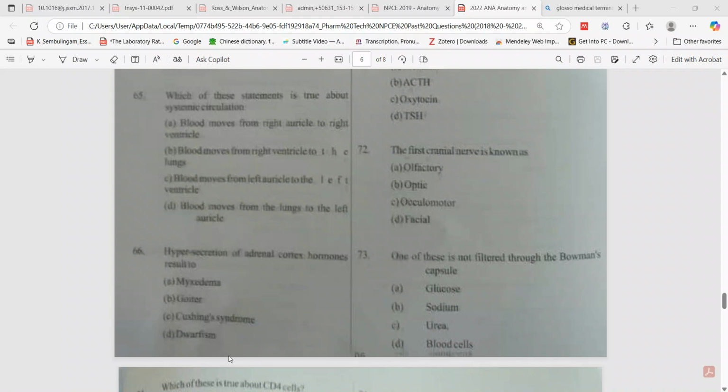The adrenal cortex produces corticosteroids: glucocorticoid, mineralocorticoid, and gonadocorticoid. The glucocorticoid is like the main hormone, and the main one is cortisol. So cortisol and corticosterone.